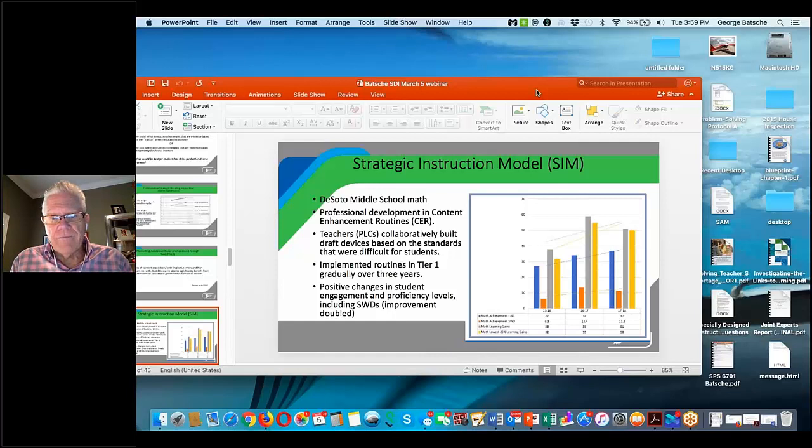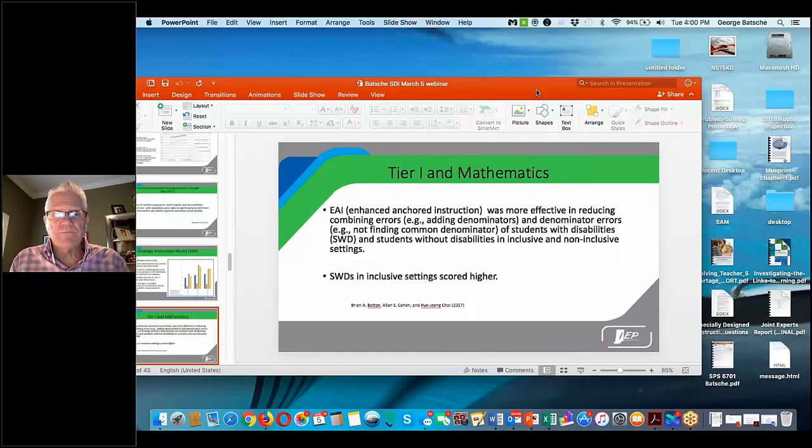The orange line is the growth over time of students with disabilities. The yellow line is the growth of students in the bottom 25th percentile. Actually, across the 2 years, but across the 3 grade levels, the students with disabilities' rate of improvement doubled. And this was simply by utilizing SIM as a way to teach all kids in Tier 1.